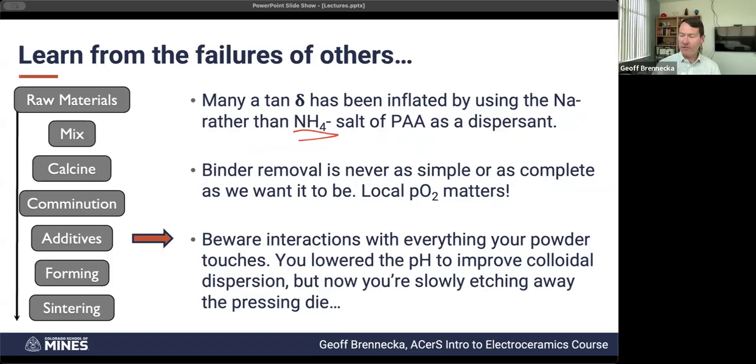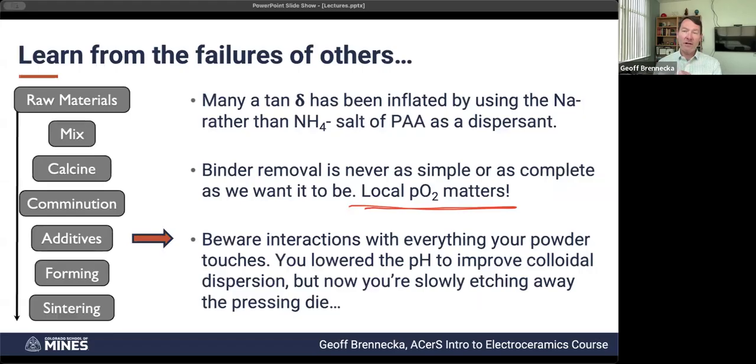Binder removal is never as simple as we want it to be. So there's a lot of carbon in most of these binders, and it's the local PO2 that matters when you're doing burnout. So you may say, oh, I did this in air, no problem, it got rid of all the carbon, big deal. But in the center of your sample, in order to react with that carbon in that binder, the oxygen has to diffuse all the way in from the outside of your sample, react, and then the CO2 has to diffuse all the way back out. Maybe you didn't give it enough time. And it's the local PO2 that matters.